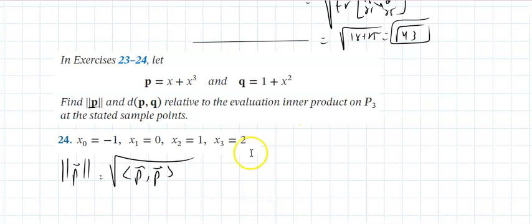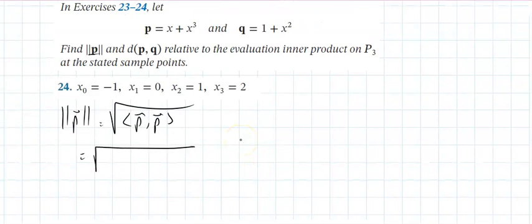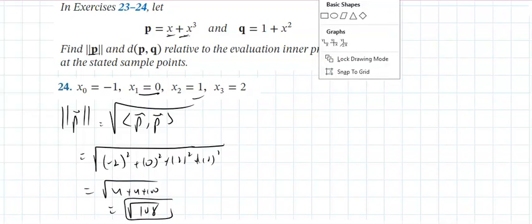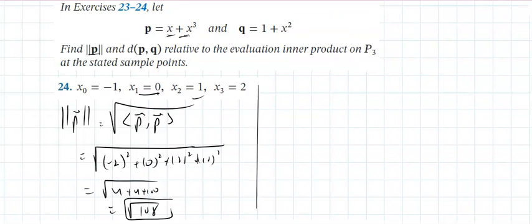Well, that's the square root. P at -1, you get -2, right? Squared. At 0, you get 0 squared. And at 1, you get 1 plus 1, which is 2 squared. And at 2, you get 2 plus 8, which is 10 squared. You get the square root of 4 plus 4 plus 100. That is the square root of 108. I think that reduces 2. And yeah, you could take the 2 out of it, but it doesn't really matter. You get the idea.